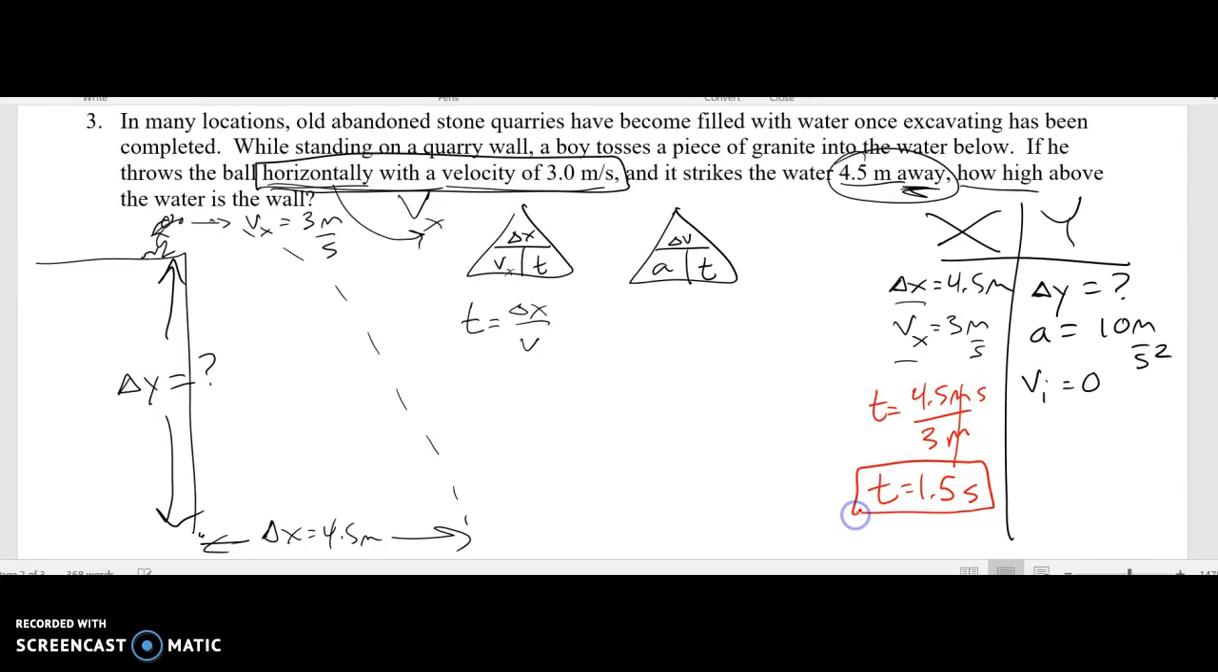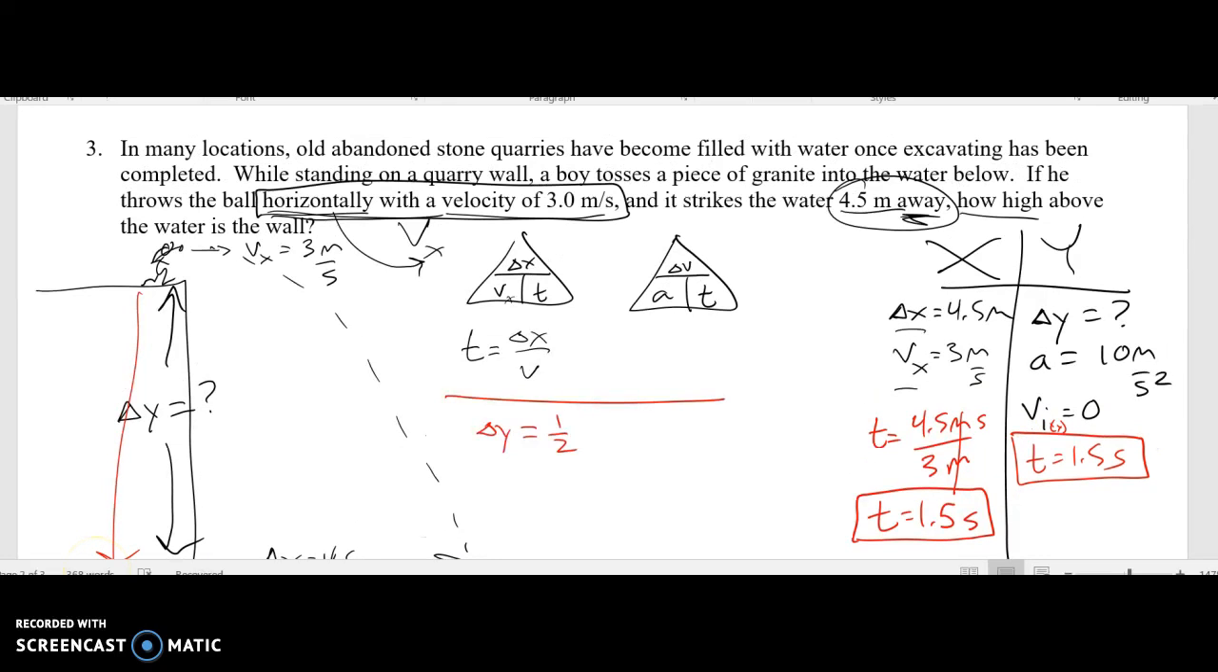And that is good to know, my friends, because the time that it is moving forward is the same as the time that it is moving down. So t equals 1.5 seconds for the down trip as well. Okay, so if we know the time that it is falling, and we know that the initial velocity is 0, that allows us to use our free fall equations, which are pretty handy. Sorry, I lost my pen for a second there.